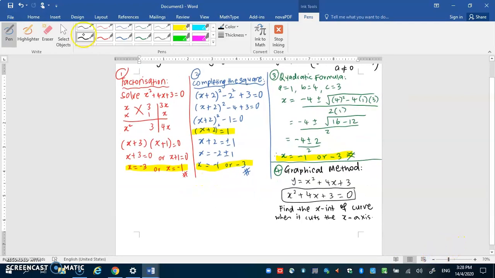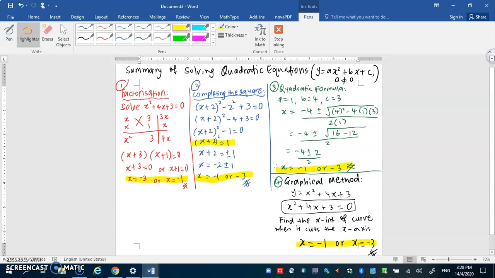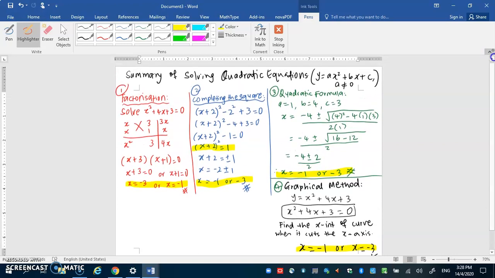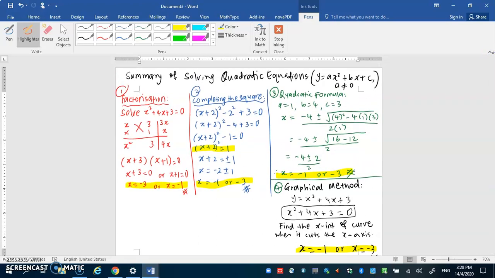Let me also write the two solutions. So just now my two x-intercepts were -1 and -3. So this is a summary of the 4 different methods of solving. Okay, you have factorization, you have completing the square, you have the quadratic formula method, and the last one is the graphical method. With that, we can end this topic on solving quadratic equations.